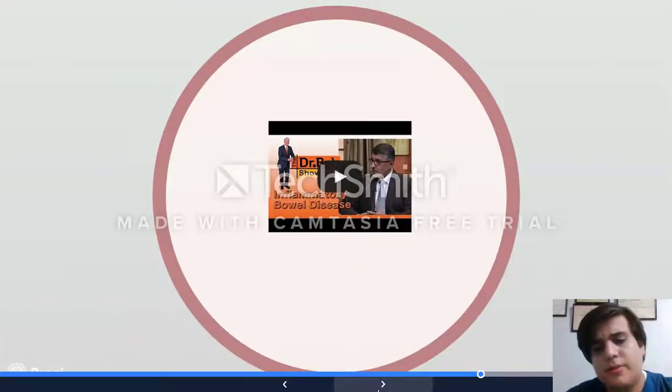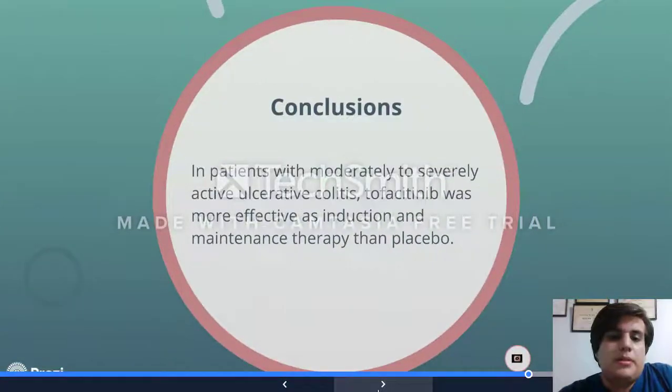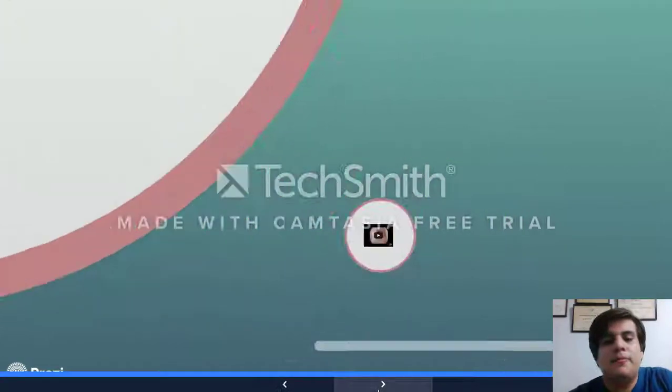So, in conclusion, in patients with moderately to severely active ulcerative colitis, tofacitinib was more effective as an induction and maintenance therapy than placebo.